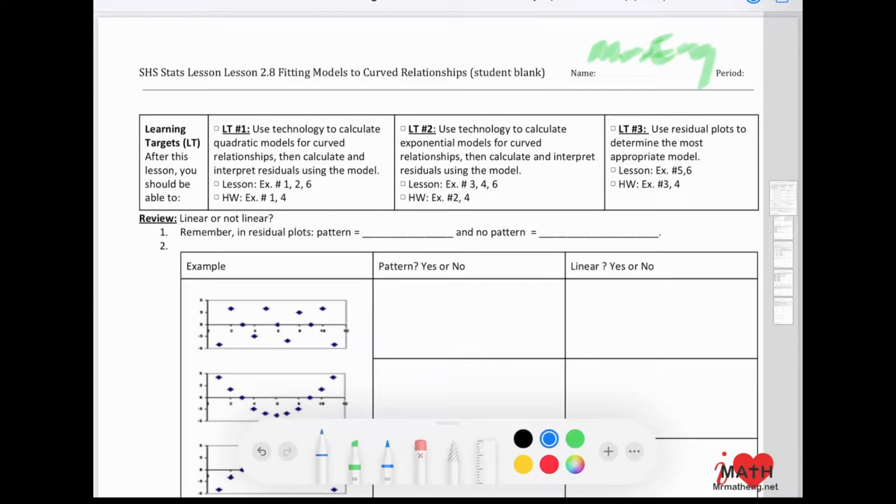Going over lesson 2.8, fitting models to curved relationships. What are our learning targets? Learning target number 1, use technology to calculate quadratic models for curved relationships, then calculate and interpret the residuals using that model. Learning target number 2 is essentially the same thing. We're going to use technology to calculate exponential models for curved relationships, then calculate and interpret residuals using the model. And learning target number 3, we're going to use our residual plots to determine the most appropriate model.